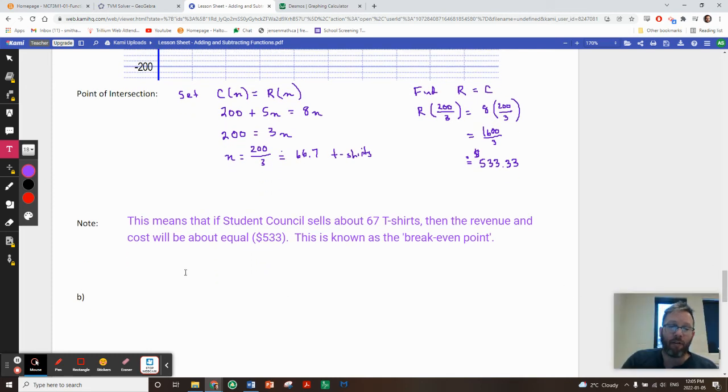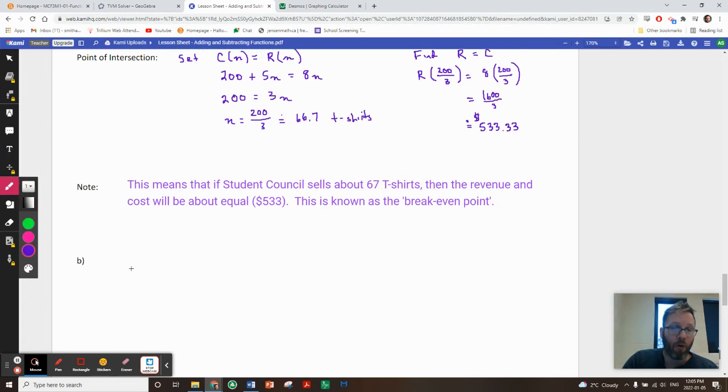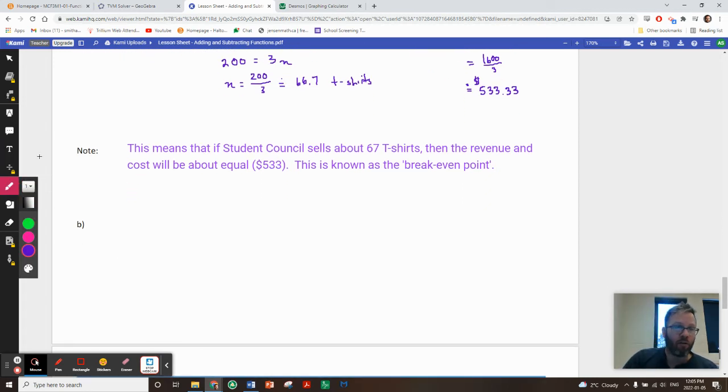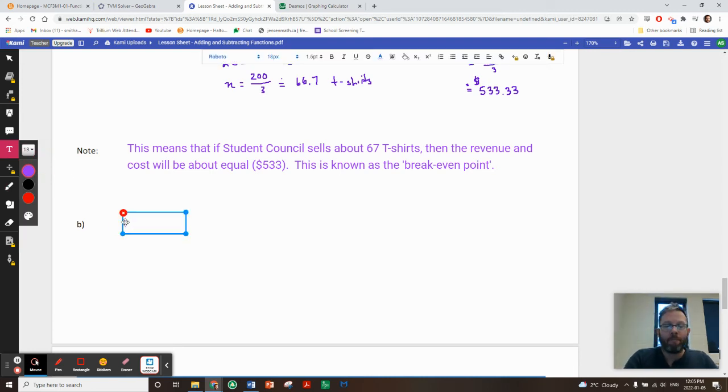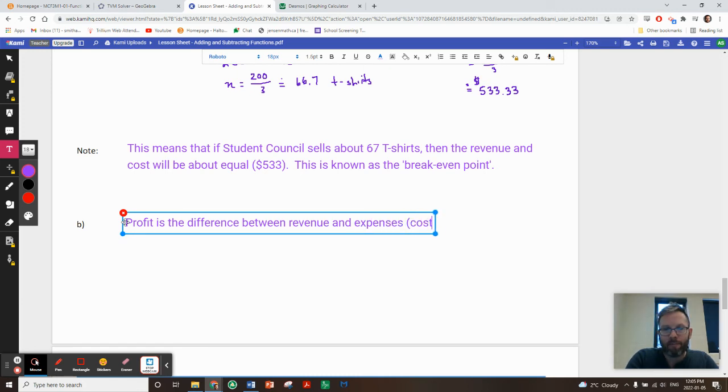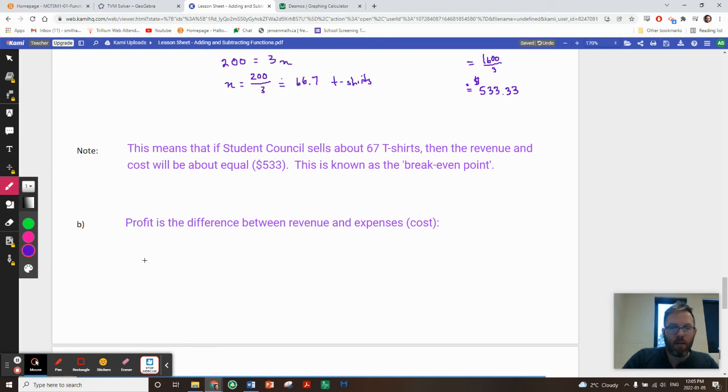Part B asked us to find the profit function. So remember that I'll just jot this down actually. Profit is the difference between revenue and expenses, i.e. the cost. What does that mean? Well, our profit function is going to equal our revenue function minus the cost function. This is the difference of two functions. It's the superposition principle. We already have expressions for those two functions.